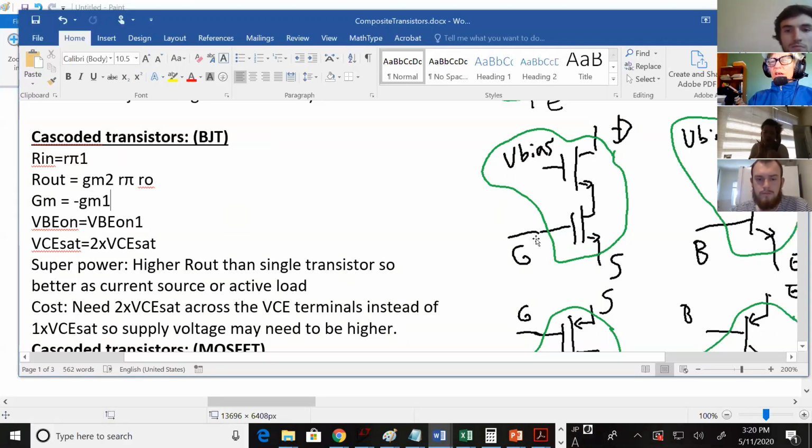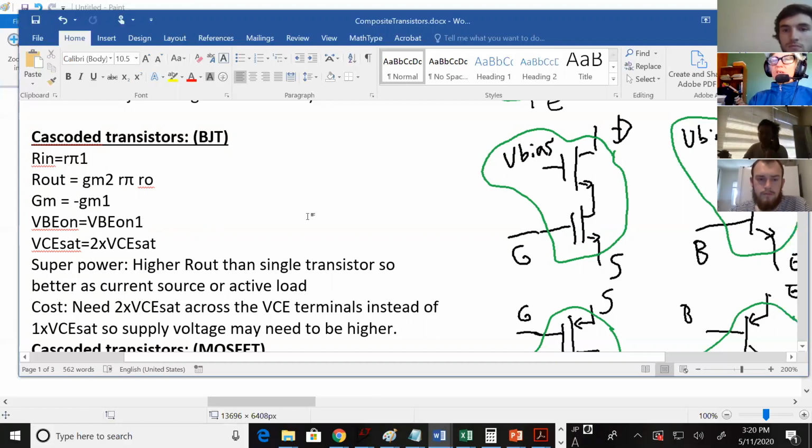And then the voltage to turn on your cascoded transistor is the voltage to turn on whatever transistor is connected to this base emitter here. So the voltage to turn on this transistor is the same as the voltage to turn on the cascoded transistor. So it's just VB on.